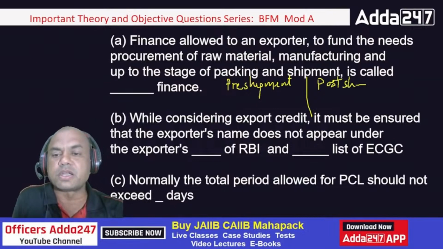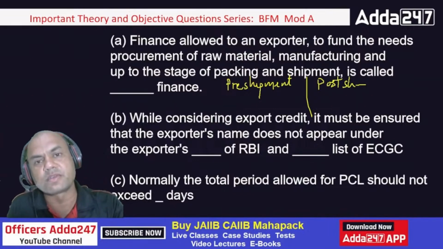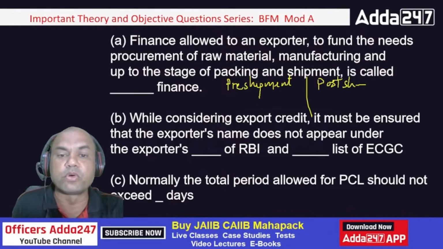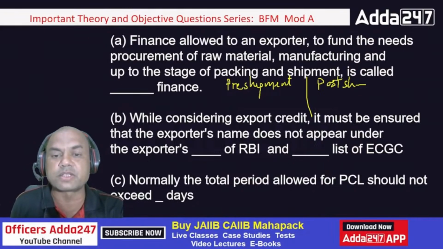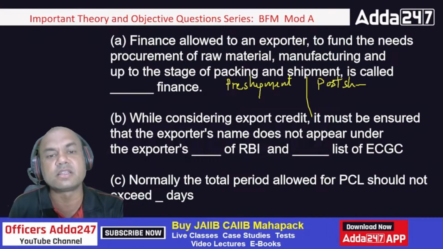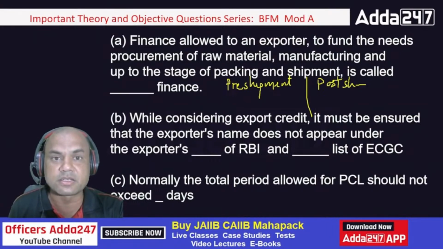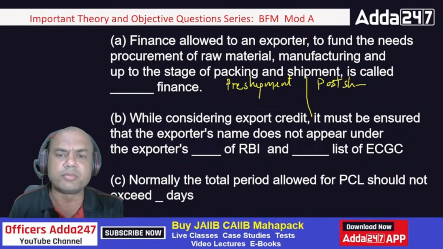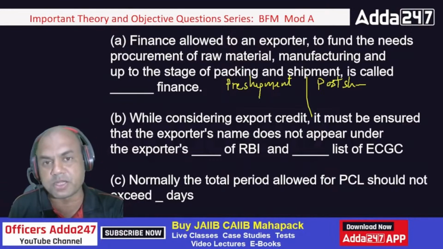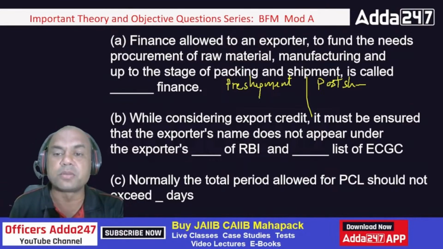What is pre-shipment? Pre-shipment means before sending the goods, manufacturing. It includes everything: raw material, manufacturing, labor, packaging, everything. Whatever is required for manufacturing is required over here. So that's why this is known as pre-shipment, before shipment.